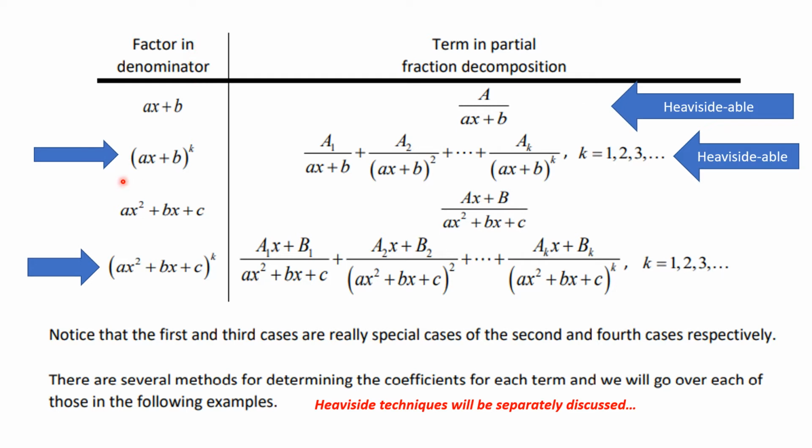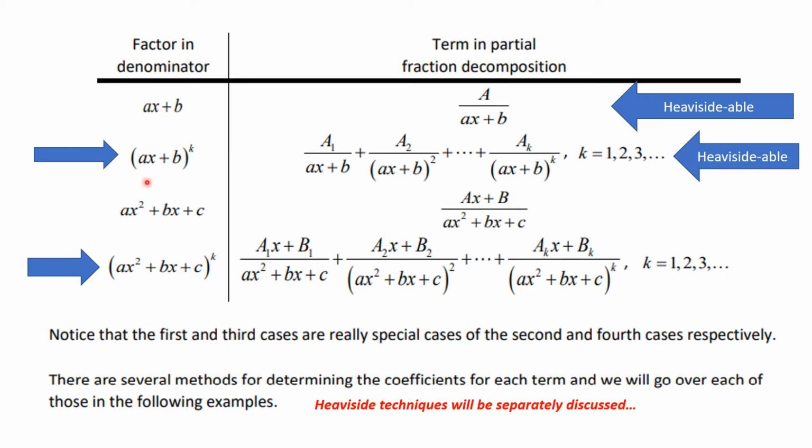Each factor in the denominator of the form parentheses ax plus b whole to the k power, where k is an integer, generates the following terms in the partial fraction decomposition: a1 over ax plus b, plus a2 over ax plus b whole squared, plus dot dot dot, plus ak over ax plus b whole to the k power. And again, although this is not completely solvable by the Heaviside cover-up technique, it is going to be partially Heavisidable, so that is a good thing.